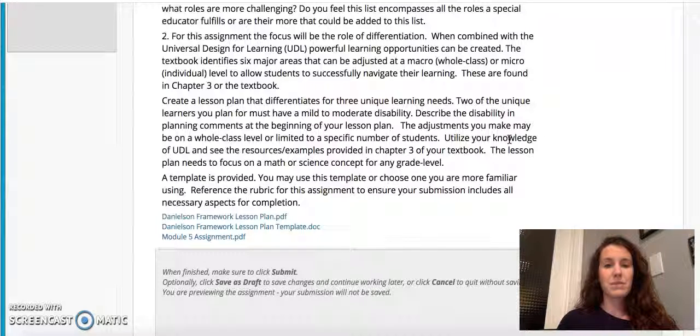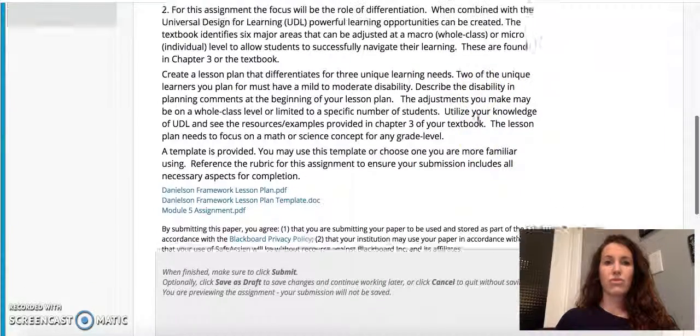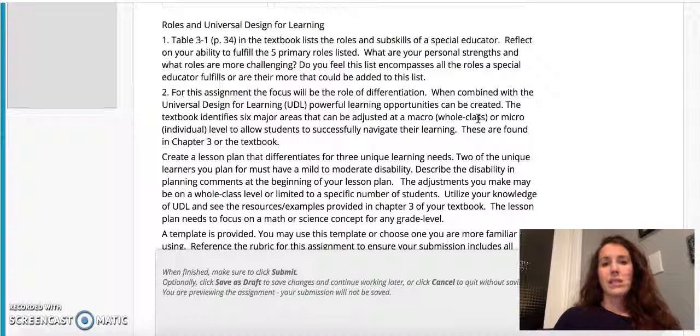So you need to make adjustments that are on a whole class level or limited to a specific number of students. So this is your way to prove your knowledge of the universal design of learning and your ability to differentiate. So try and challenge yourself to make these very student specific rather than more broad. If you do choose a broad one, that might be highly appropriate. I will just need you to somehow explain that. So within your lesson plan, there should be a rationale for those differentiation techniques, and I should be able to very easily see that.